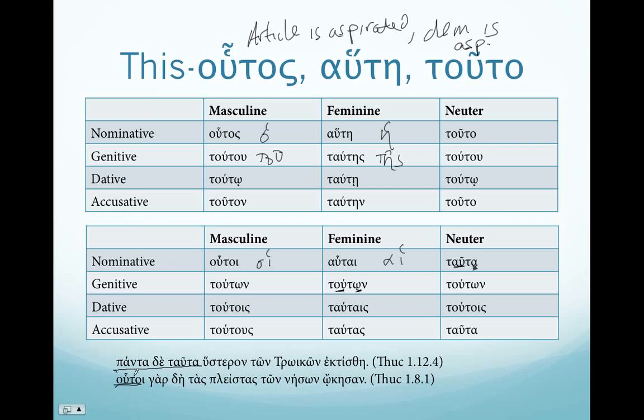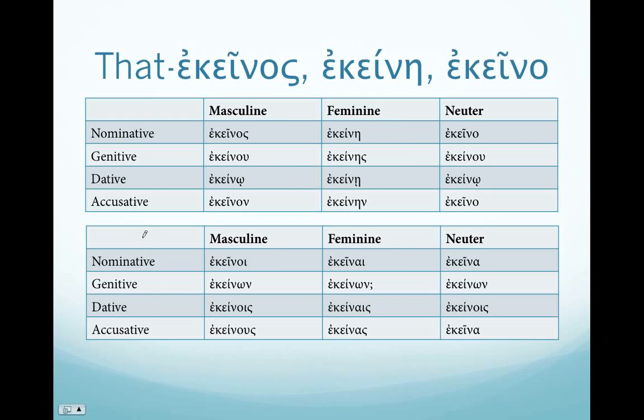So hutoi, these men. That's hutos. Now, that, ekeinos. You'll notice the stem is ekein. And we've already had the adverb eke. It's here, there. Eke, ekeinos, those guys over there. That. Ekeinos, ekeine, ekeino. Endings just like autos, aute, auto. And it declines like a first and second declension adjective.